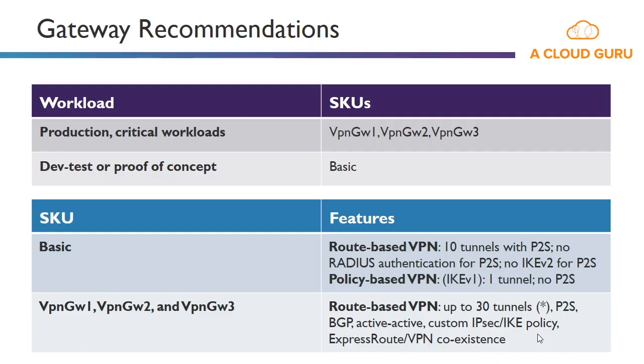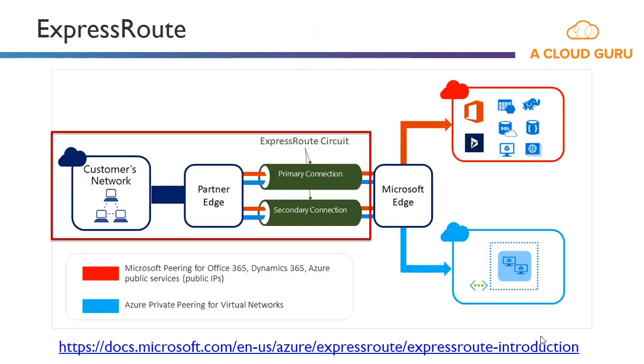So you see a few things there on the basic SKU. Policy-based VPN does not support point to site. I already mentioned it's 10 tunnels maximum. When we're looking at route-based VPN, the policy-based is only 1 tunnel. And then if we look at the VPN gateway SKUs, again, up to 30 tunnels, point to site, BGP is supported, so that's the border gateway protocol for routing. And you've also got custom IPsec, IKE policies, ExpressRoute VPN can coexist. So we could have an ExpressRoute connection with a VPN failover as well. So that's just a summary of your gateway recommendations there.